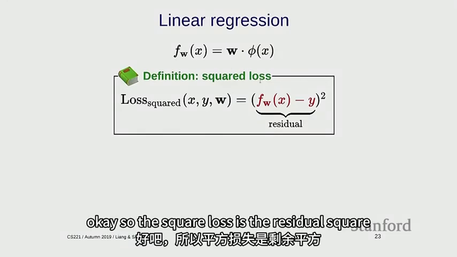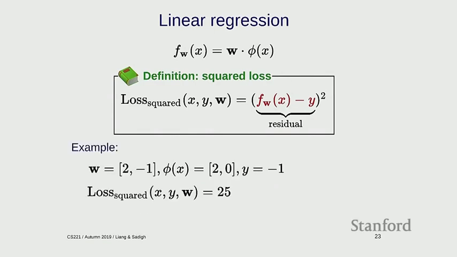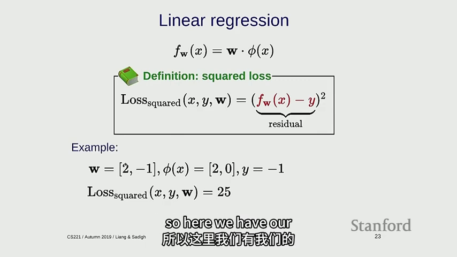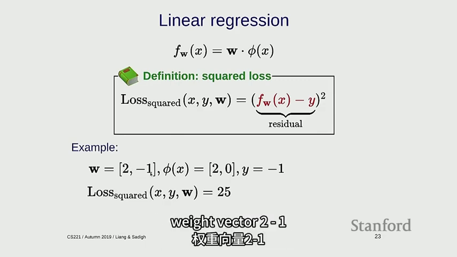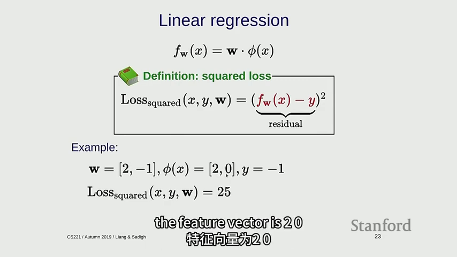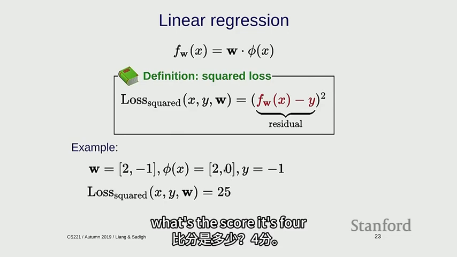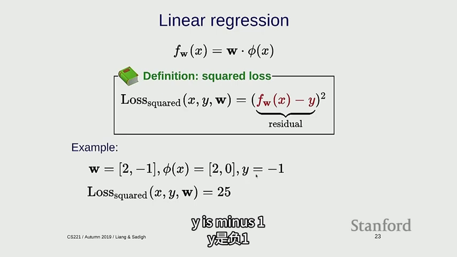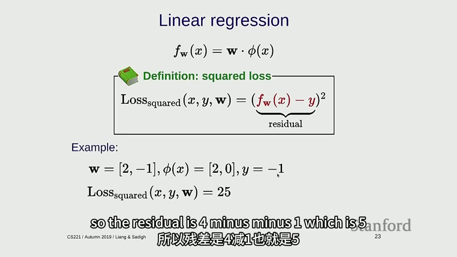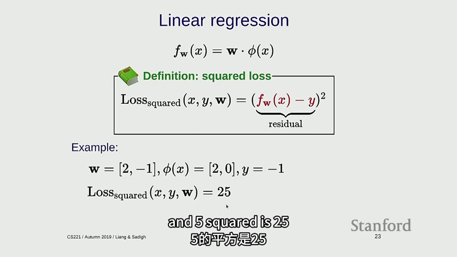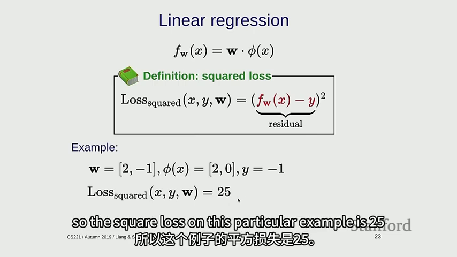Okay, so the squared loss is the residual squared. So let's do a simple example. Here we have our weight vector 2, minus 1. The feature vector is 2, 0. What's the score? It's 4. Y is minus 1. So the residual is 4 minus 1, which is 5. And 5 squared is 25. So the squared loss on this particular example is 25.